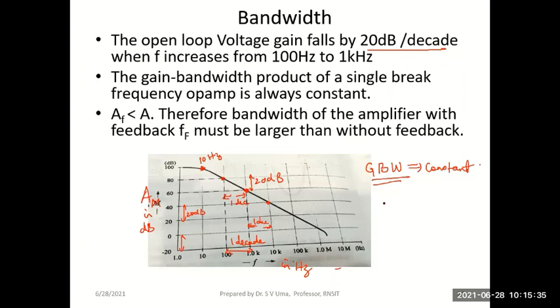If I say there are two break frequencies, you remember initially when we considered the frequency response, we had considered the Bode plot. So the gain can be like this. One break frequency, the gain falls at the rate of 20 dB per decade. If there is a second break frequency here, the gain will fall by another 20 dB, 40 dB per decade. If there is a third break frequency, again the gain falls by another 20, 60 dB per decade, and so on.